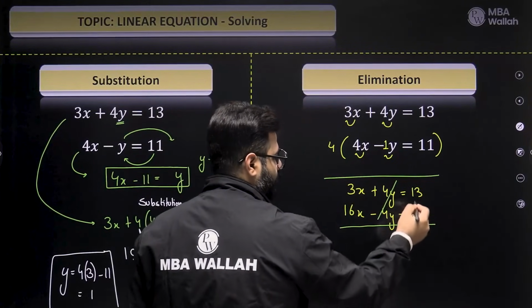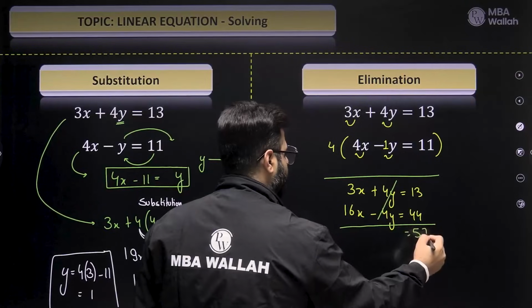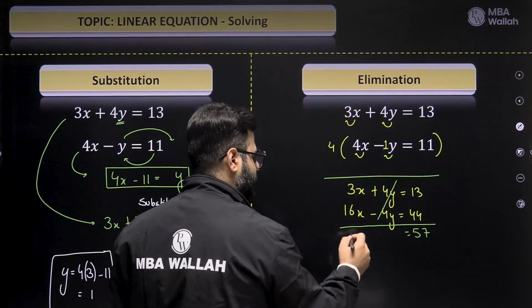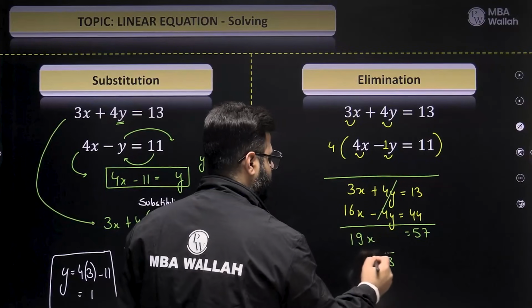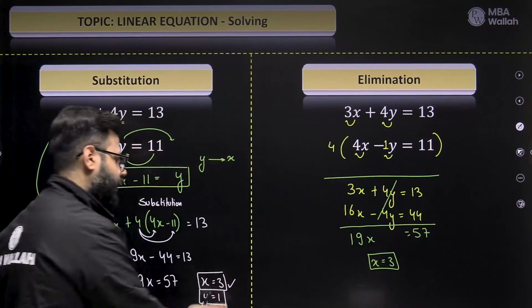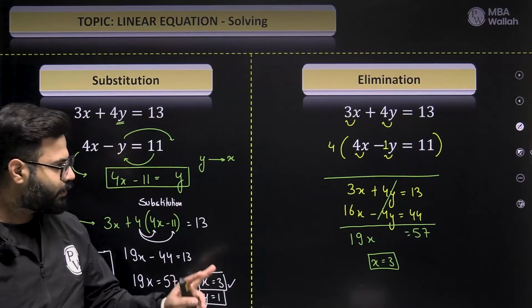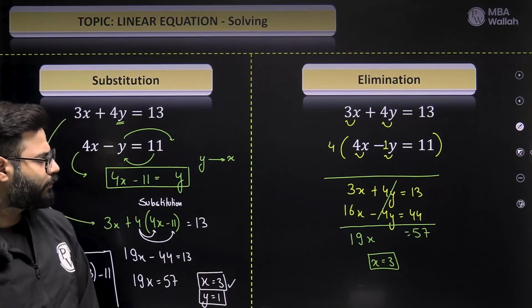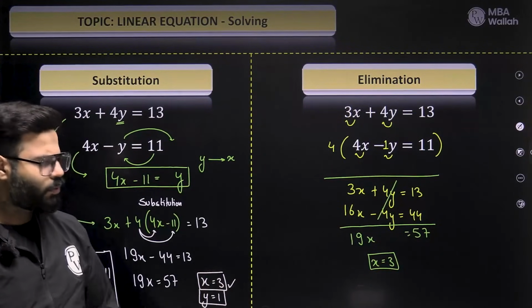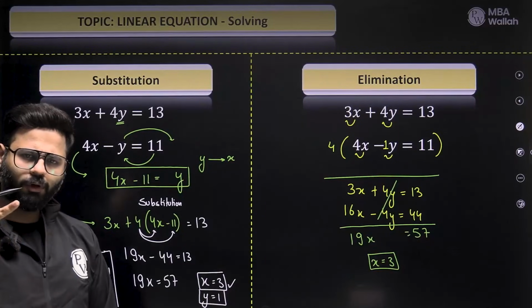13 plus 44 is 57. We are adding, right? 16 plus 3 is 19x. Again, we have x equals 3. And you can see the magic happened. The answer is exactly the same. But wait a minute. How to find out the y? Come on, guys. You have x equals 3. Pause and think for a moment. How will you get the y?